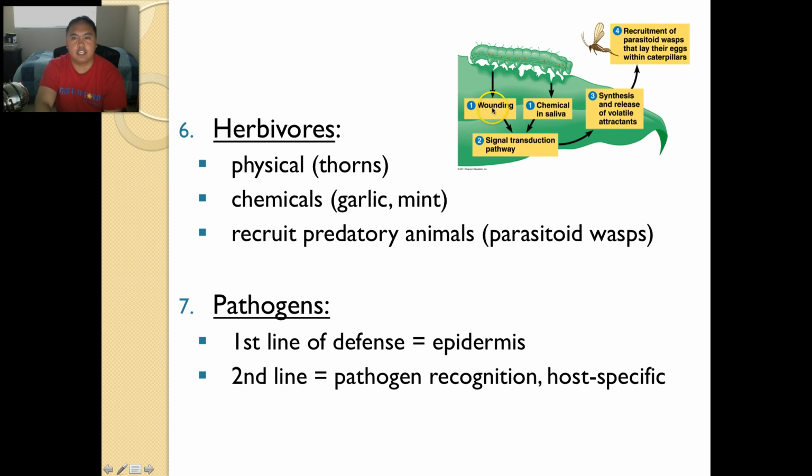The caterpillar can eat it and then it gets hurt, or there's a chemical in the leaf and then in the saliva it basically kills the caterpillar. Also, it can recruit wasps and they lay their eggs within the caterpillars, and that can also kill the caterpillars as well. And the last thing they could do is pathogens, which is the diseases. So that's why they have that epidermis or that cuticle. And the second line of defense is that they have pathogen recognition within the leaf or within the plant, and it can kill off diseases that way.